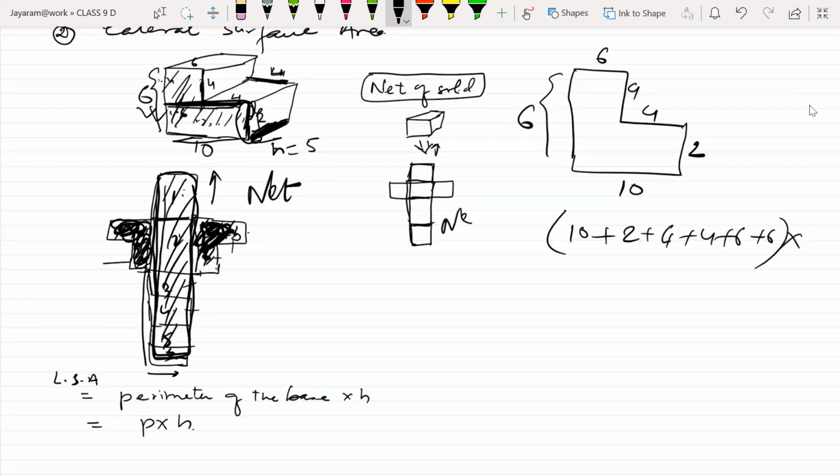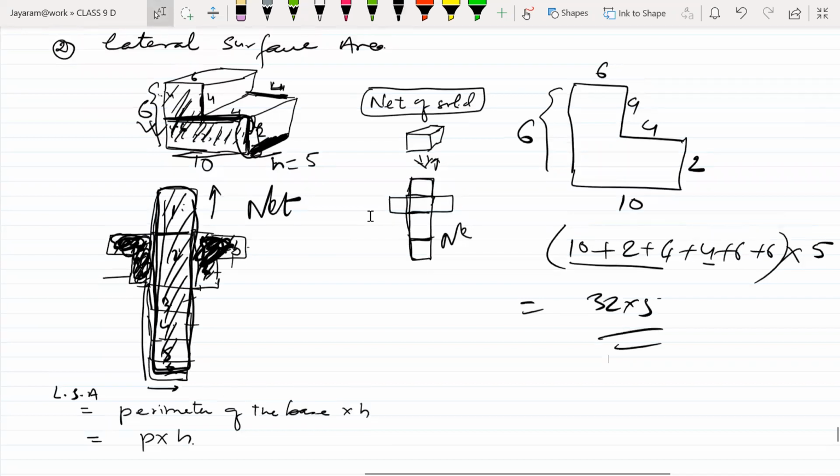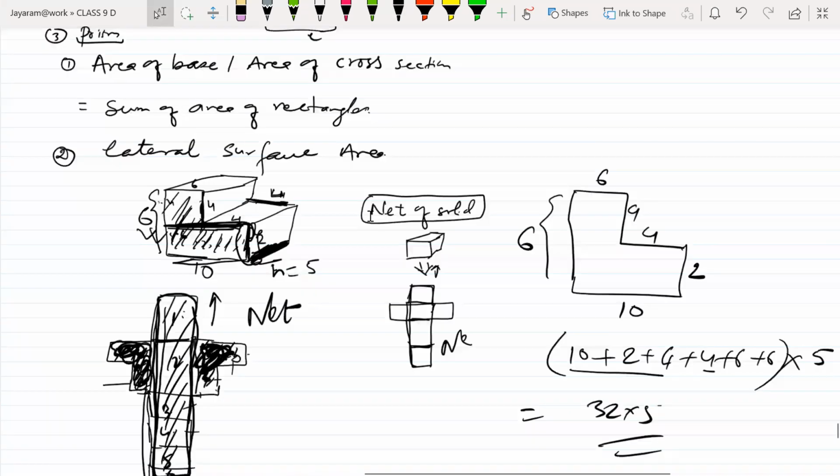The base of the cross section on this side is the base, so the height is 5 centimeter. That means you have to sum 16, 20 and 32 into 5. This is how we find the lateral surface area.